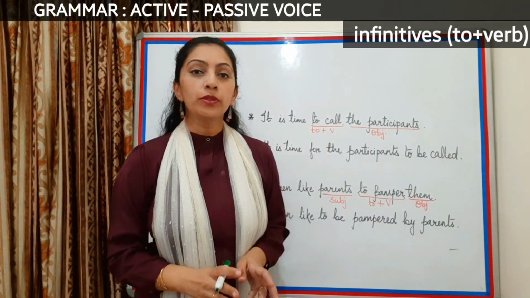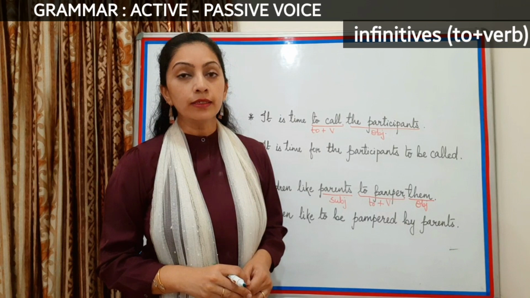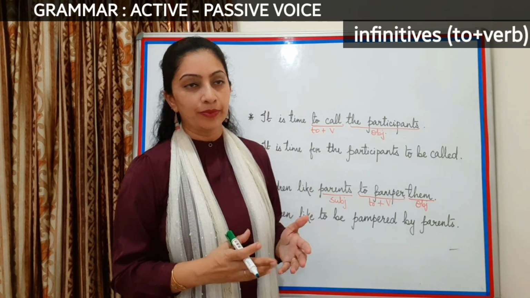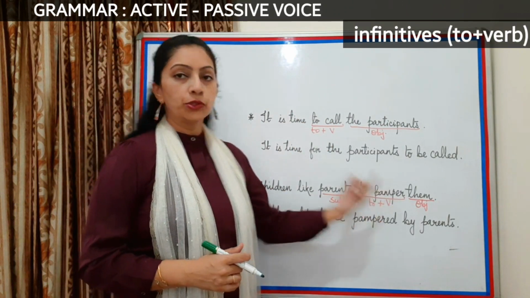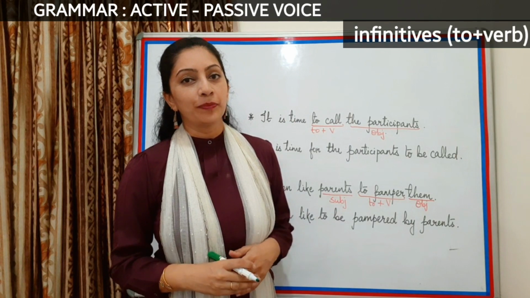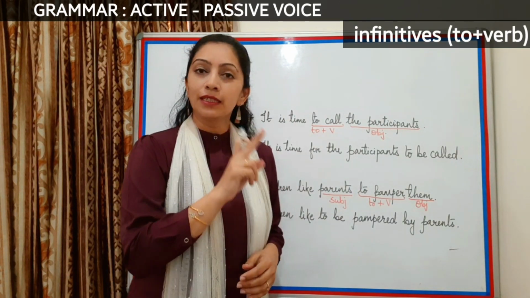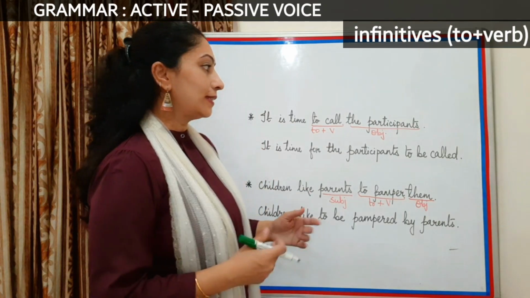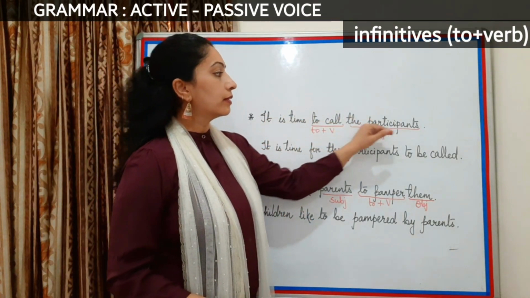Now let's look at how to deal with infinitive verbs. That is a verb which has to before it. For example, to call, to pamper, to read, to walk, to spend, etc. So whenever a verb is preceded by to, it is called an infinitive. So how do we change that? Let's see. It is time to call the participants.